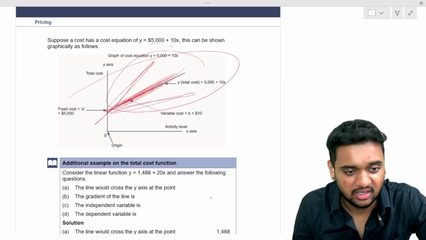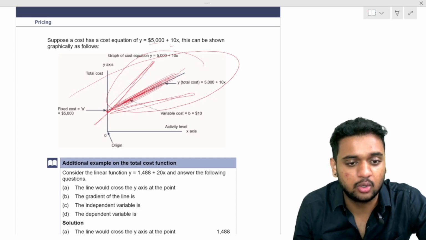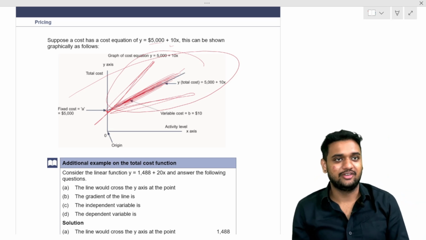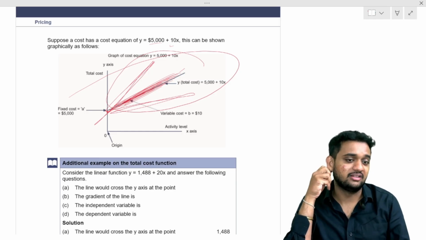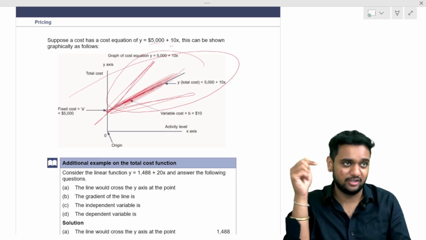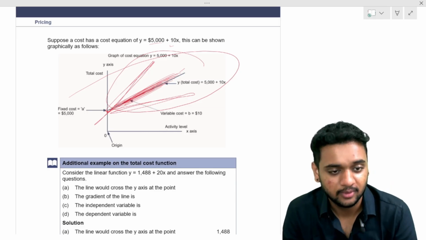Answer the following questions. The line that would cross the Y axis at the point, the fixed cost, would cross the line. It's an intercept. Only if you know the logic, you'll be able to answer this. The line that will cross the Y axis means fixed cost will cross the line. What is the fixed cost?